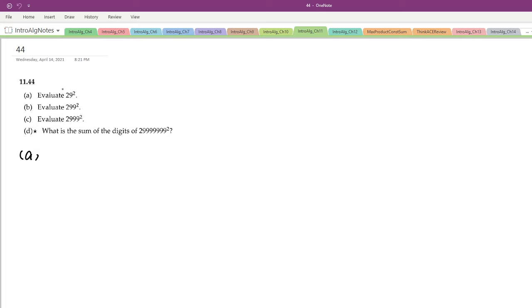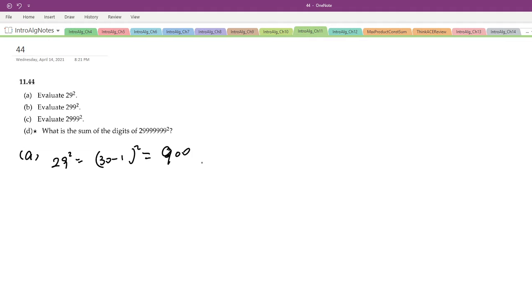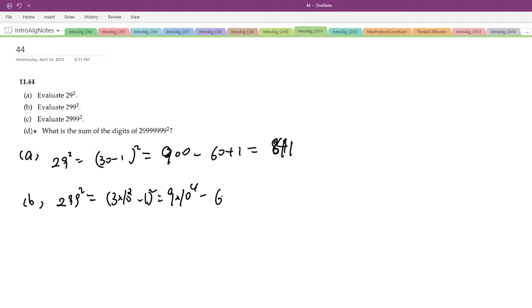Second problem. We want to evaluate 29 square. So 29 square is (30 minus 1) square, which is equal to 900 minus 60 plus 1, which is 841. And for b, 299 square is equal to (3 times 10 to the 2 minus 1) square, which is equal to 9 times 10 to the 4, then minus 6 times 10 to the 2, and plus 1, right?